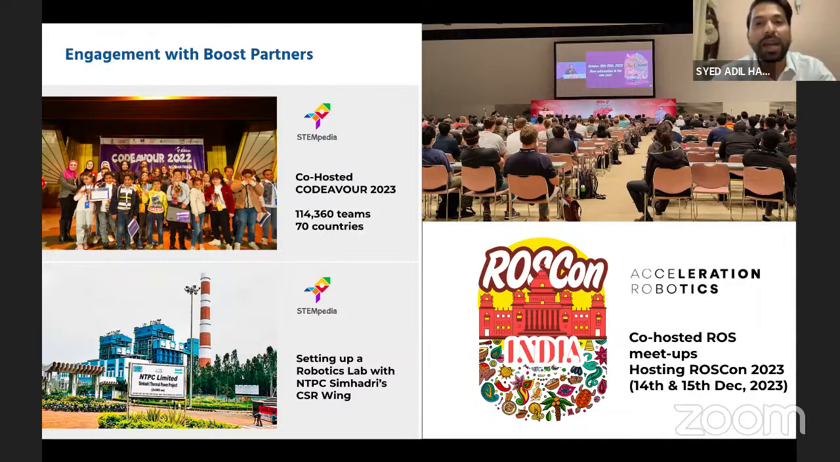Another thing I want to highlight is that we work very closely in the ROS community space, and for the first time in India we are getting the ROS event, ROSCon, at ISC Art Park, which I will definitely share an invite for with all the community members. Love to have you all here, on the 14th and 15th of December.